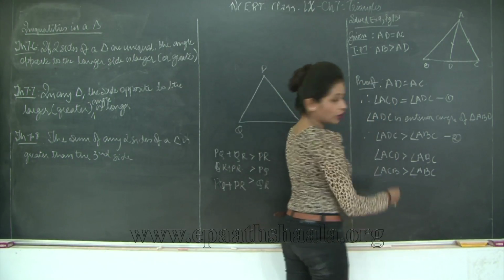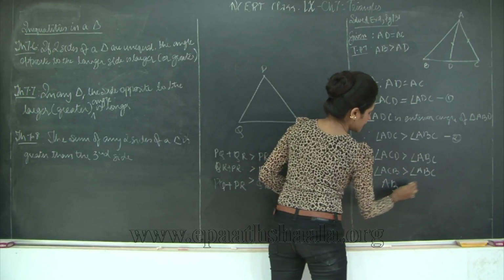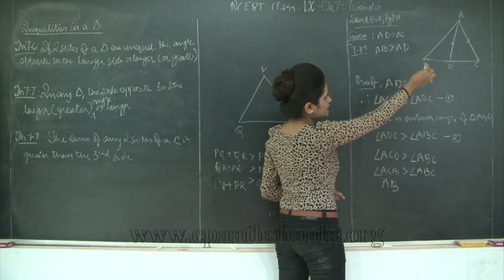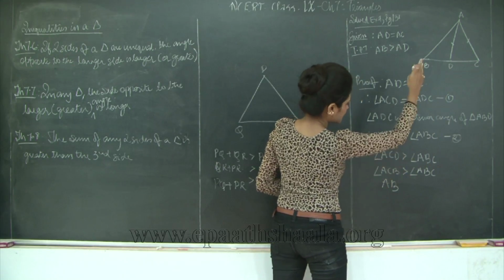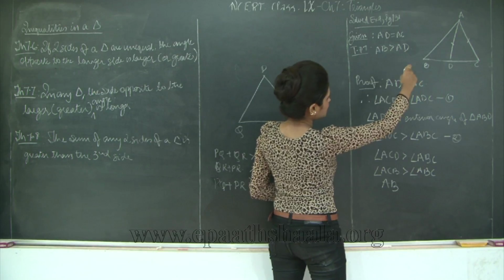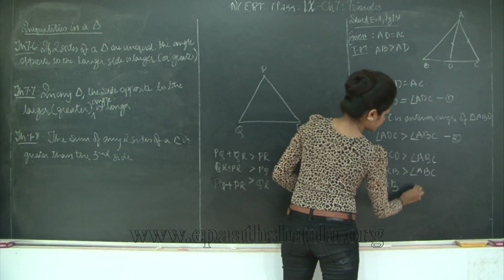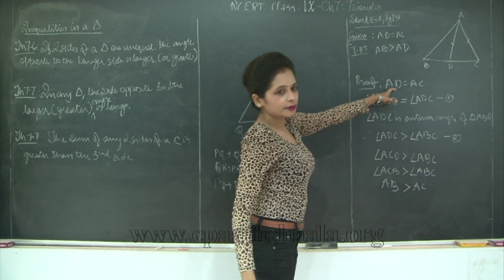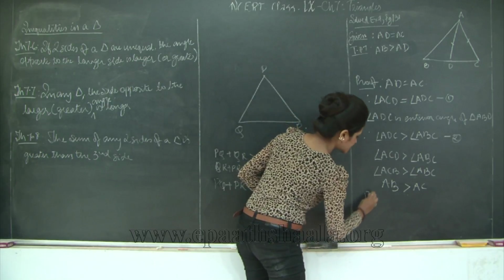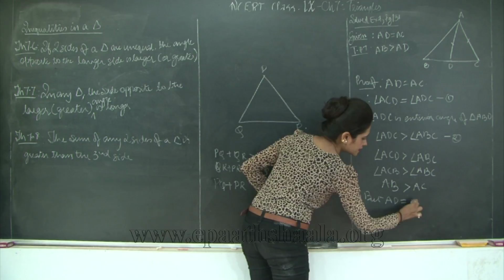Therefore, what is my side opposite ACB? My side opposite ACB is AB, and side opposite ABC is AC. Correct? So AB is greater than AC. But what have we been given? That AD is equal to AC. So I'll say but AD is equal to AC.